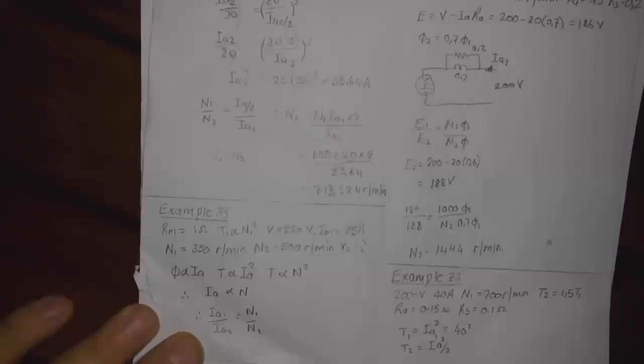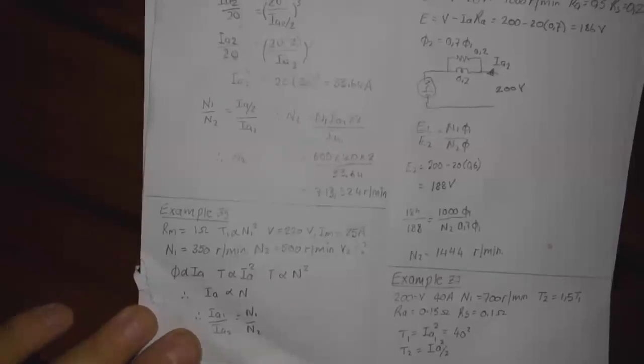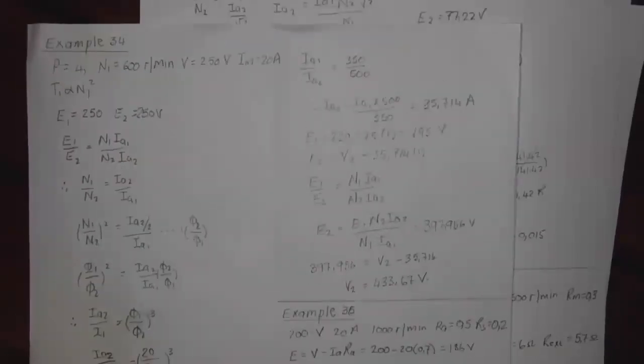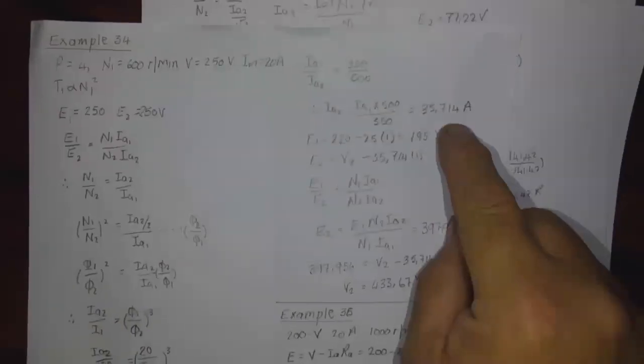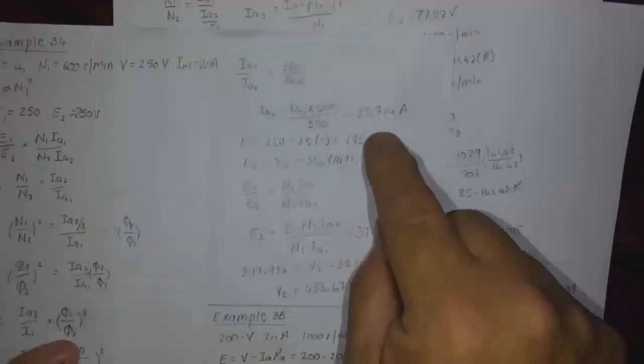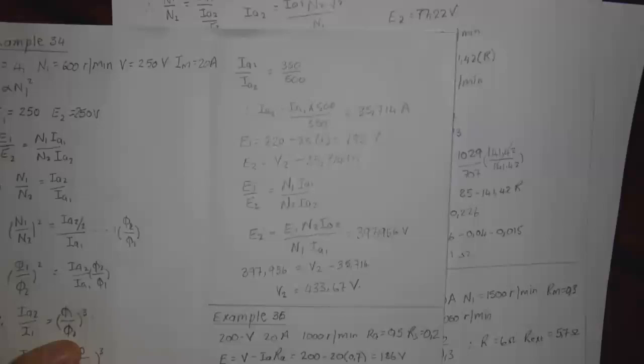Right. So we say that IA1 over IA2 is N1 over N2. Therefore, IA1 over IA2 is 350 over 500. And therefore, IA2 will be 25 times 500 divided by 350. That gives us 35.714 amps. And then U1 is 220 minus 25 times 1, which gives us 195 volts. Then E2 is V2 minus 35.714 times 1.